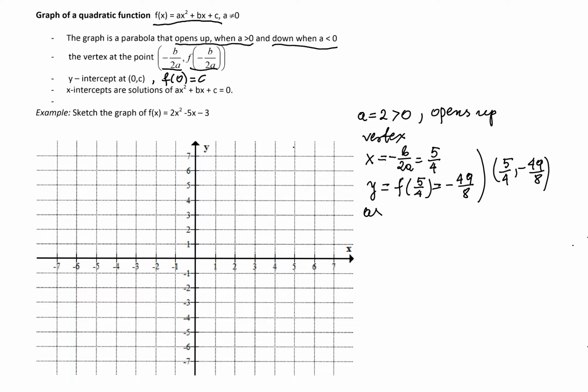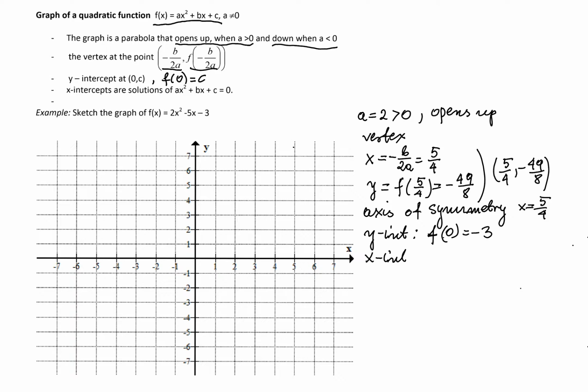The axis of symmetry is the vertical line passing through the vertex, and therefore the axis of symmetry will be the line x equals 5/4. The y-intercept is the value of the function at 0, and therefore this is negative 3.